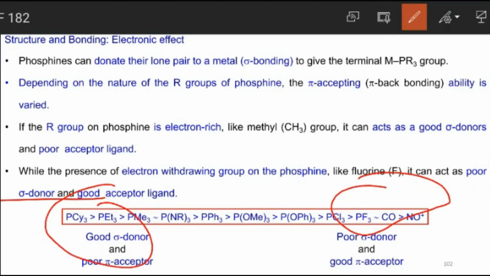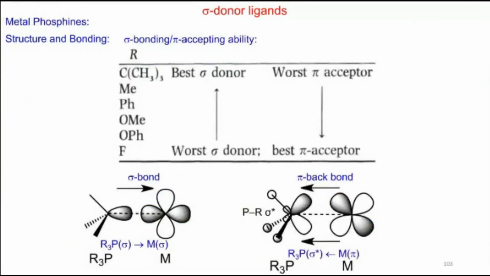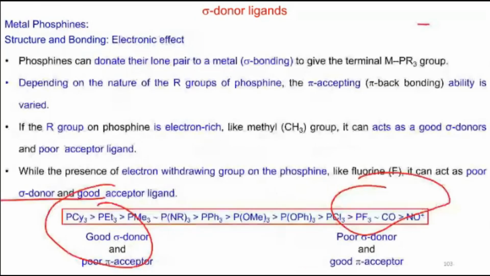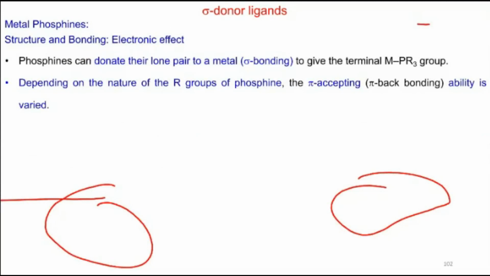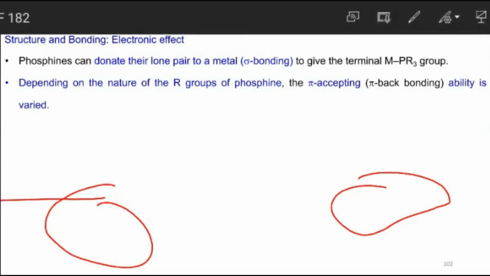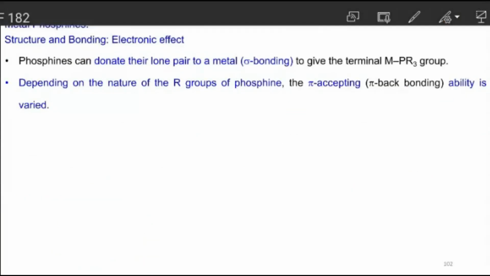Therefore, depending upon the requirement, we can tune the nature of the phosphorus, whether it acts as a strong sigma donor or a poor acceptor. We can tune this, which is not feasible with the other systems. That's the interesting aspect with respect to the phosphorus case. Now, we want to know how the bonding is actually made, simply saying how the phosphine ligand is interacting with the metal.